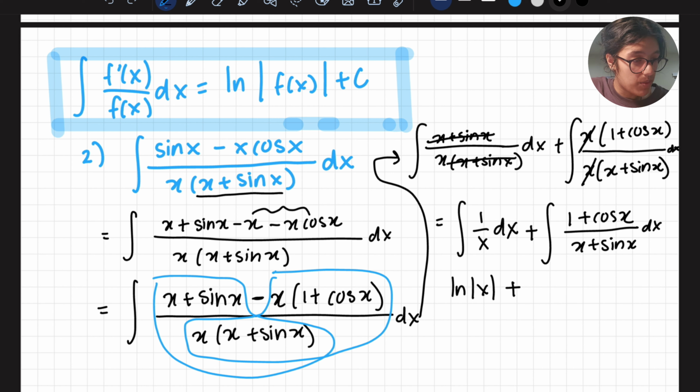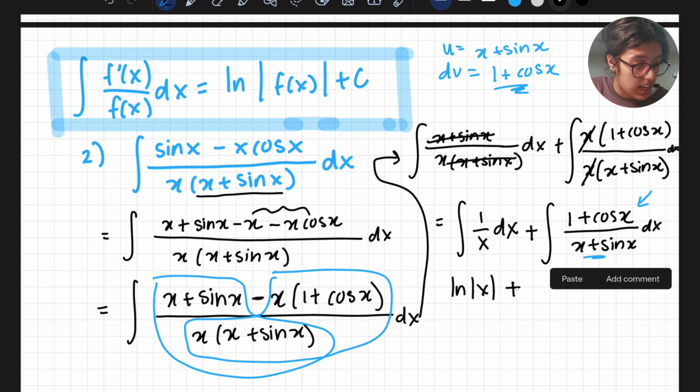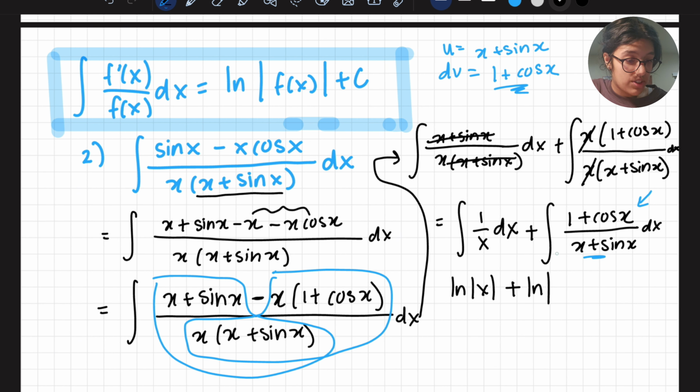This is why. Over here, I'm going to say u is equal to the denominator of this, so x plus sine x. I'm going to take the derivative of both sides according to the rules of u-substitution, so I go 1 plus cos x, and that is indeed equal to our numerator. So we can actually apply this formula now and say that this second integral is equal to a natural log of the original function, so the denominator x plus sine x, and of course plus c.